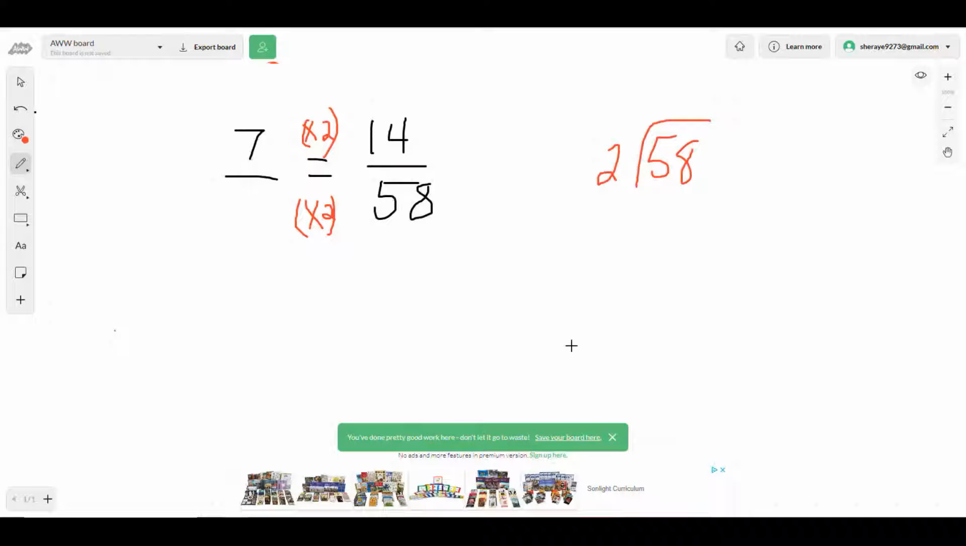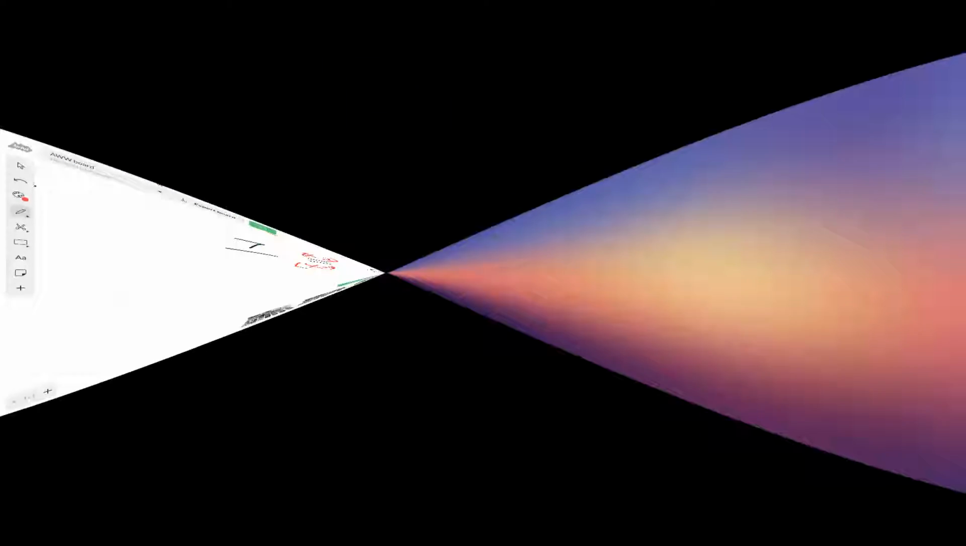I'm going to grade this, and this page is going to be worth 18 points. Please let me know if you need help, and that's all for today.